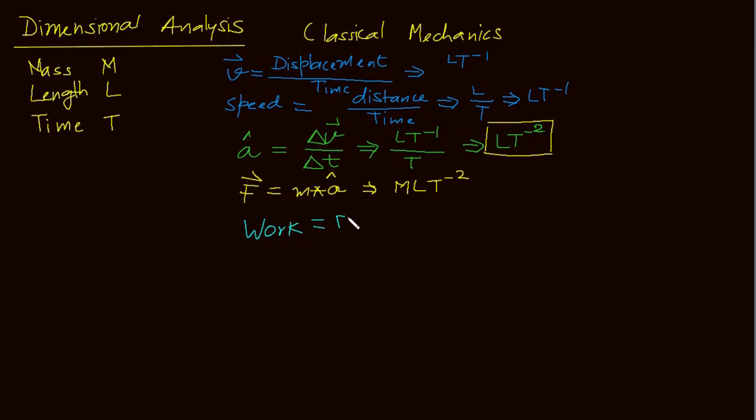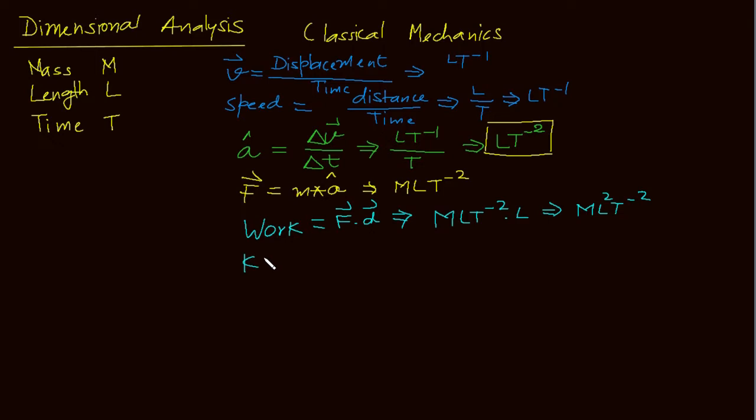Work is a dot product of force and displacement. So the dimensional analysis of work would be, we saw in the previous step, M L T raised to the power minus 2 multiplied with L. So this will lead to M L square T raised to the power minus 2.